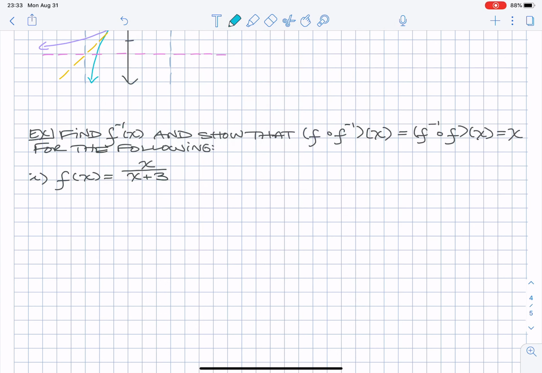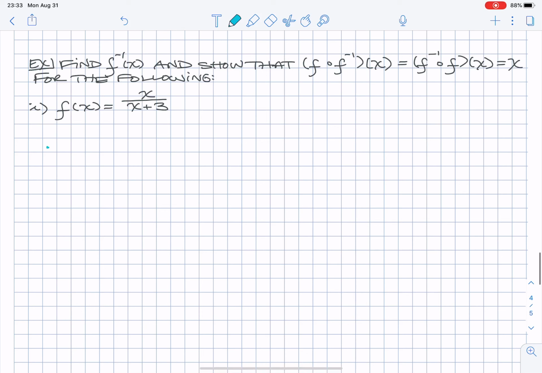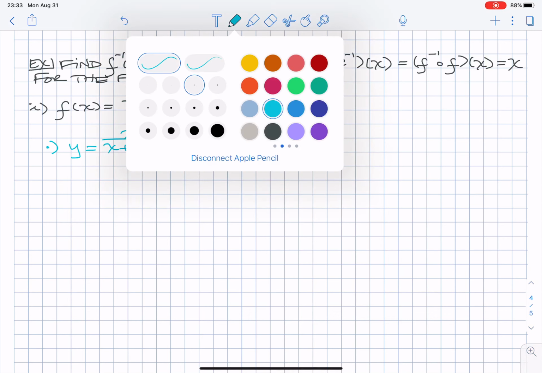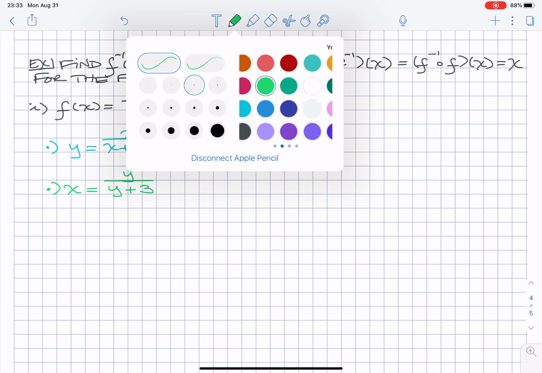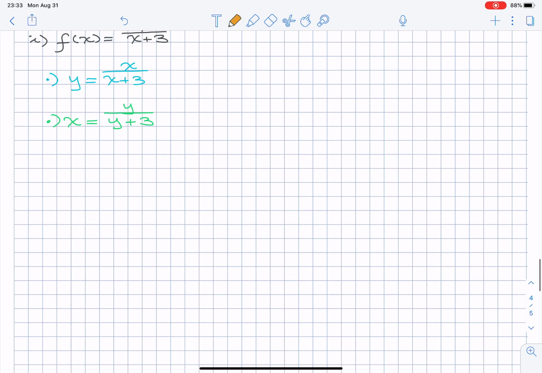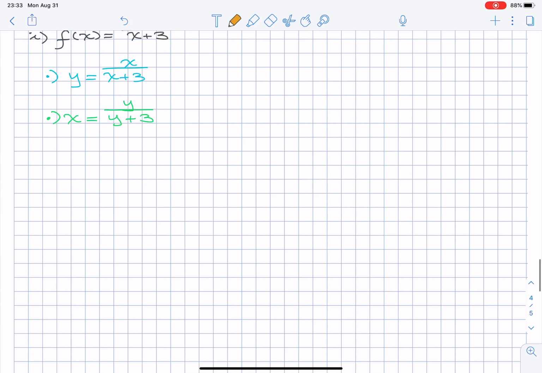Okay, so step one, to finding an inverse, we let y be equal to f of x, so x over x plus 3. Step two, to finding an inverse, is that we swap x and y, so x is equal to y over y plus 3. And that's our reflection part. Then next, let's go.